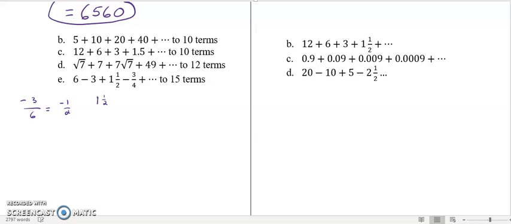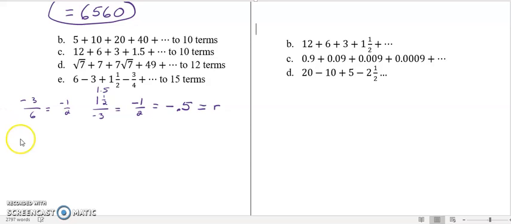1 and 1/2 divided by negative 3. Again, you could do that on the calculator. Think of that as 1.5 divided by negative 3. You could also write the negative 1/2 as negative 0.5 if you want to. Okay, so there's our common ratio.